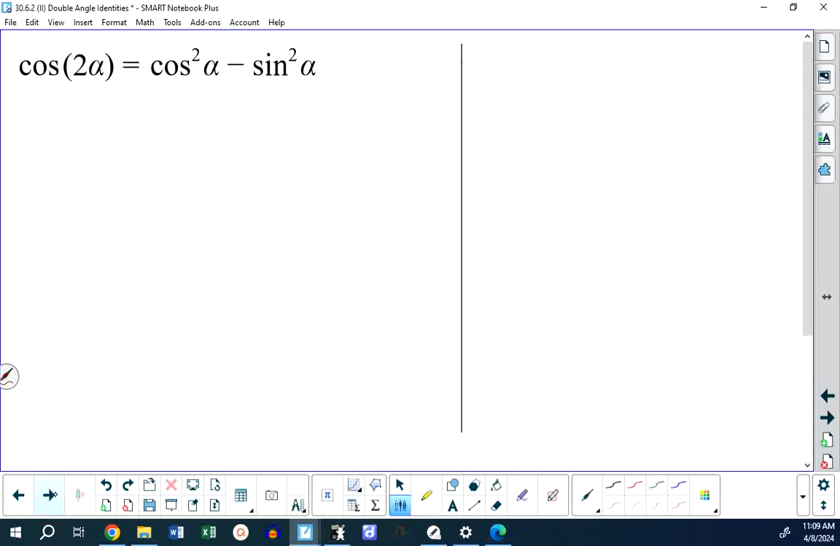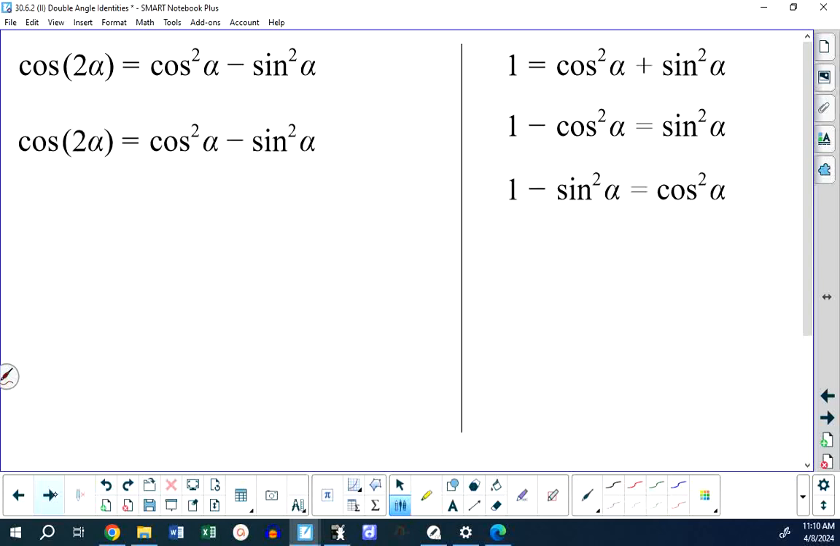Let's take a look at this identity though. Cosine of 2 theta or 2 alpha is equal to cos squared of the angle minus sine squared of the angle. And you don't need to write this down, but I think it's useful for you to understand this. This is not a double angle identity on the right. It's the Pythagorean identity. But if I take a look at this double angle, and I can rearrange this. We've talked about this before. I can keep my eyes peeled for 1 minus cos squared or 1 minus sine squared.